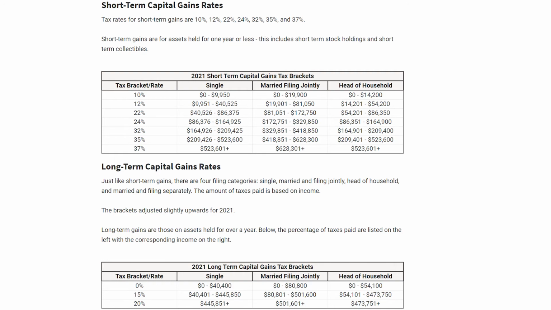So for example, let's say you made $1 million working a job on a salary. You will pay an income tax rate of 37% on that money, $370,000. Now, if you made $1 million in a year collecting dividends, you will pay a maximum tax rate of 20% on that dividend income, $200,000. That is a $170,000 difference.